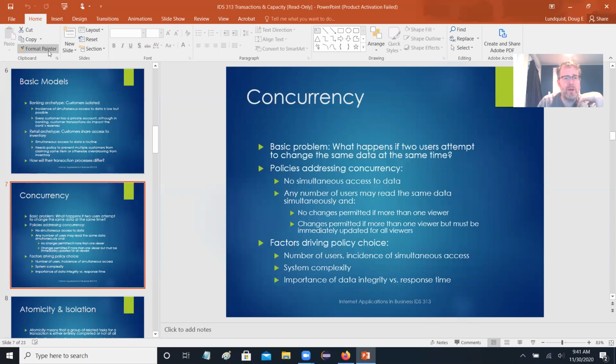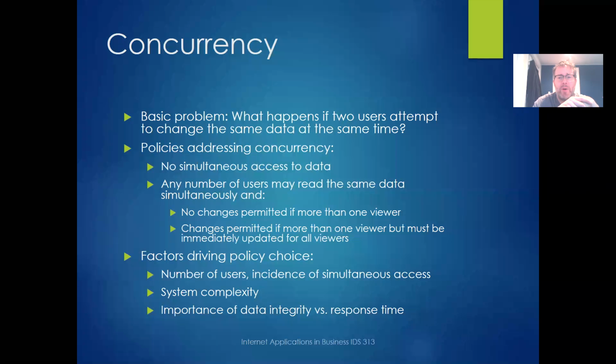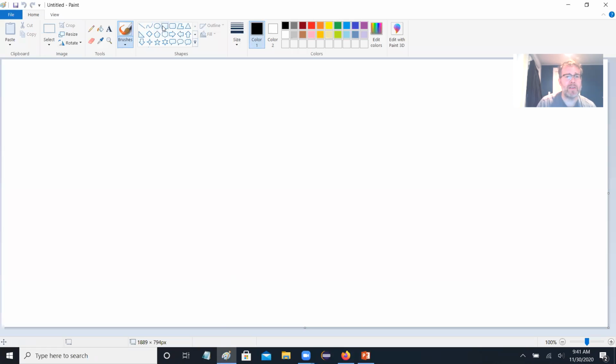Now, all this is known as concurrency. So concurrency, basic problem here, what happens if two people try to access data at the same time? That's what concurrency is. Concurrent access means two or more people accessing the same data at the same time. And of course, this can be a problem in a variety of ways. The simplest one is simply two people trying to withdraw money from the same bank account at the same time. Now, why this is a problem, let me take a moment to consider this.